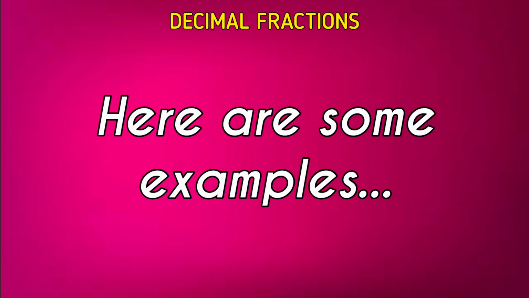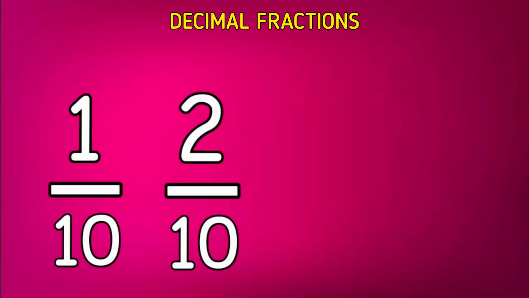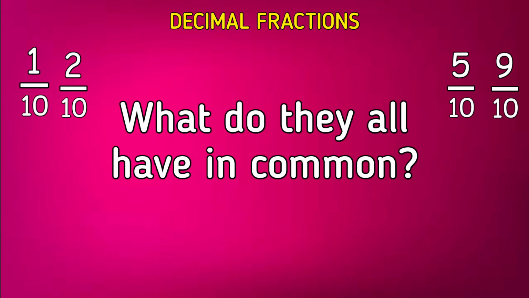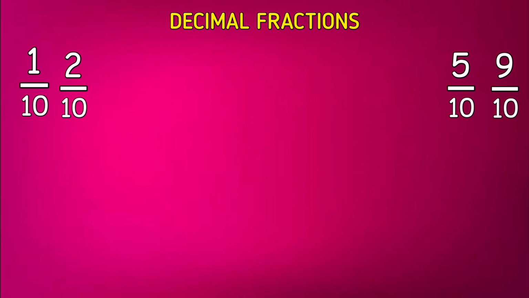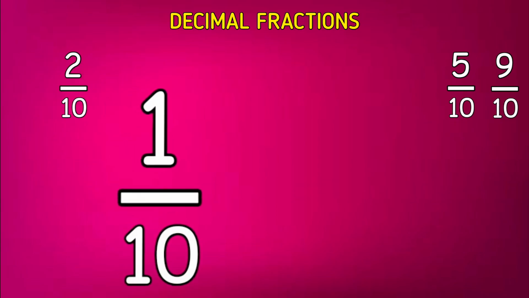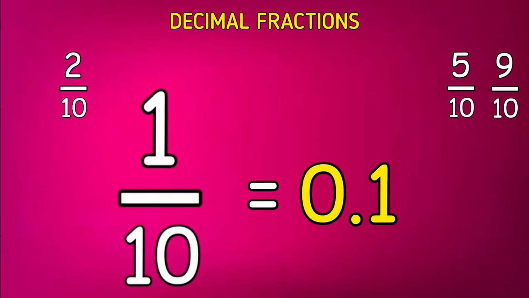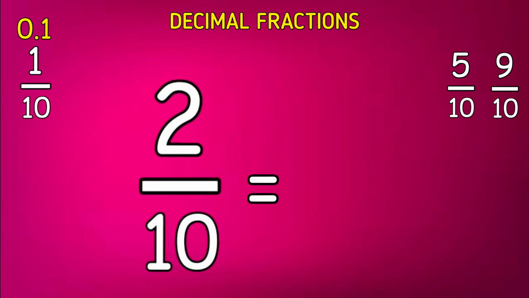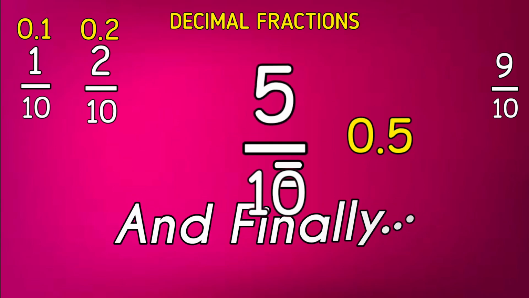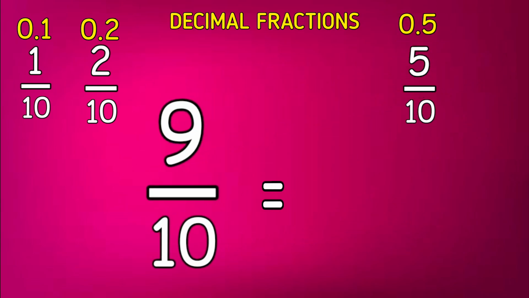Here are some examples. 1 by 10, 2 by 10, 5 by 10 and 9 by 10. What do they all have in common? That's right. They have their denominators as 10. So 1 by 10 can be expressed as 0.1, 2 by 10 can be expressed as 0.2, 5 by 10 can be expressed as 0.5 and finally 9 by 10 can be expressed as 0.9.